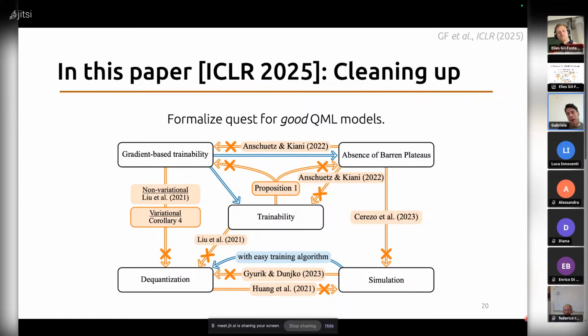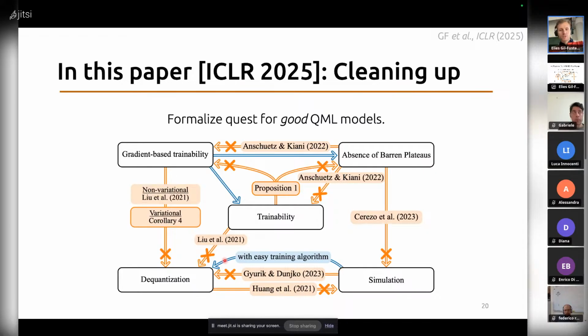But the way around, the one that can be simulated but not dequantized, it seems counterintuitive. This comes a bit in the next slide, but if we allow the learning algorithm to be a quantum circuit, then even if the hypothesis family is simulable, you can still find quantum advantage because the learning algorithm could be doing quantum. So this is why there are two arrows here.